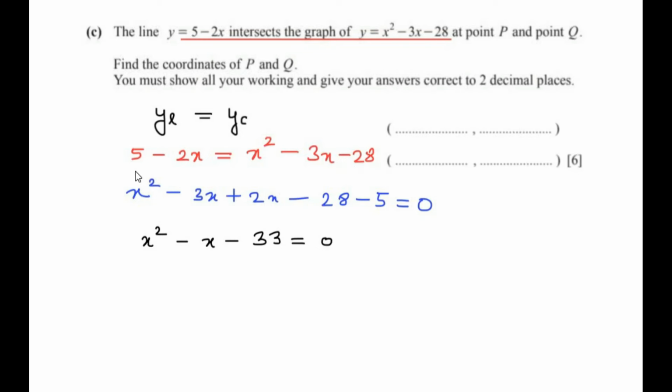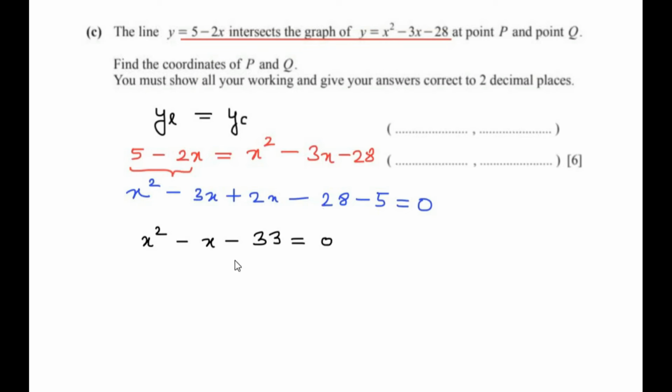Now let us take 5 minus 2x to the right hand side. So we get x square minus 3x, minus 2x becomes plus 2x, minus 28, and plus 5 when we take it to the other side becomes minus 5, equal to 0. Now simplifying this equation, we get x square, minus 3x plus 2x gives us minus x, and minus 28 minus 5 gives us minus 33, equal to 0.